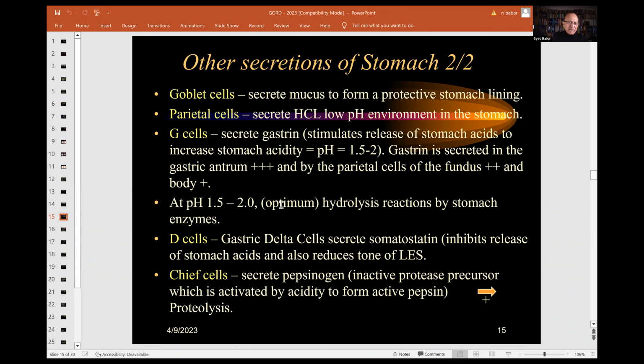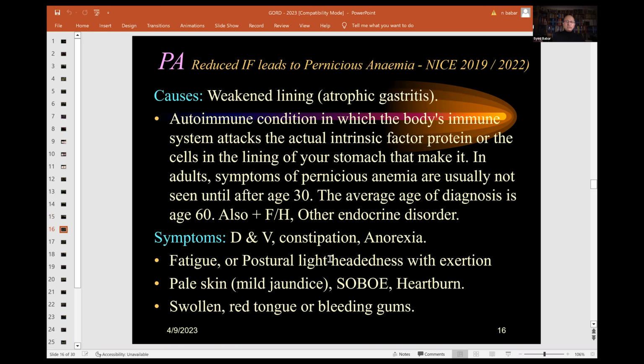We talked briefly about the inhibitory enzymes. So the gastrointestinal system also has D cells, which are gastric delta cells, and they secrete somatostatin, and therefore it opposes or reduces the stomach acidity, and it also reduces the tone of the lower esophageal sphincter, so the food continues to go down. The chief cells secrete pepsinogen, which is a protective mucus. So whilst talking about this, we need to digress a little because we've already talked about intrinsic factor.